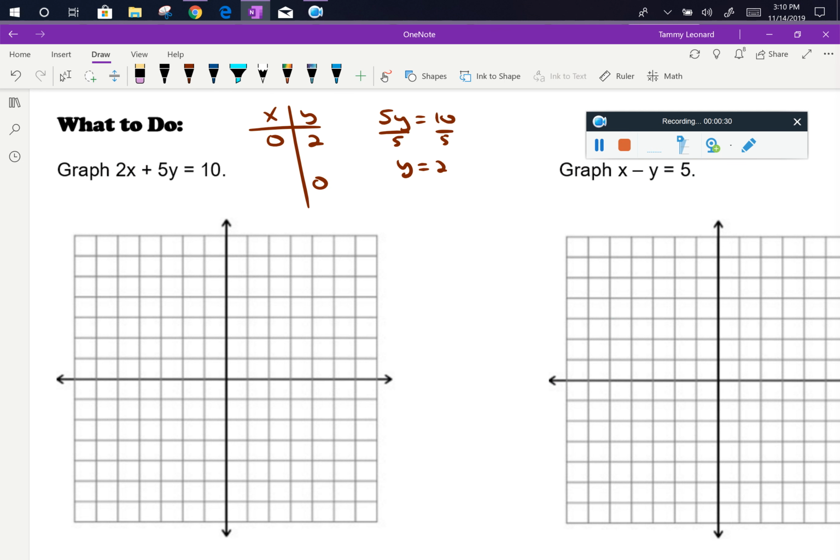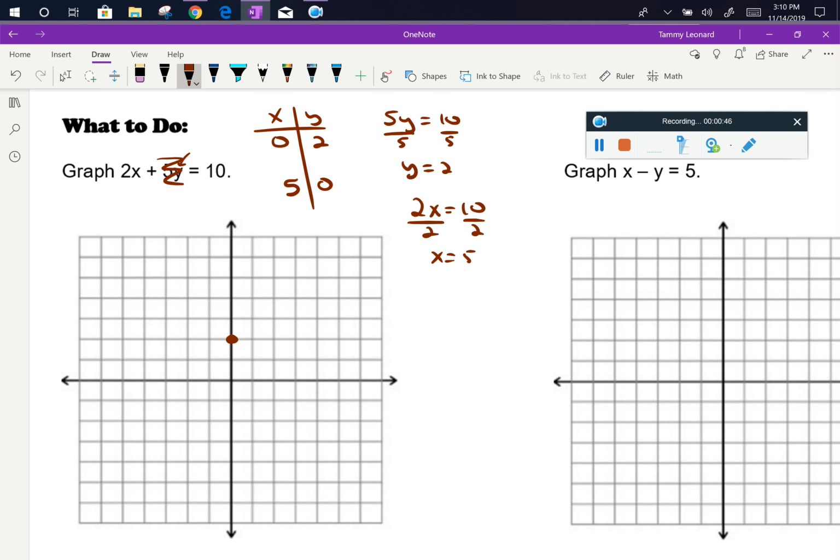Then, if I put in 0 for Y, that's going to take out that whole term. I'm going to have 2x equals 10. And if I divide both sides by 2, x equals 5. So I now have my 2 points to graph. I've got the point 0, 2 and the point 5, 0.